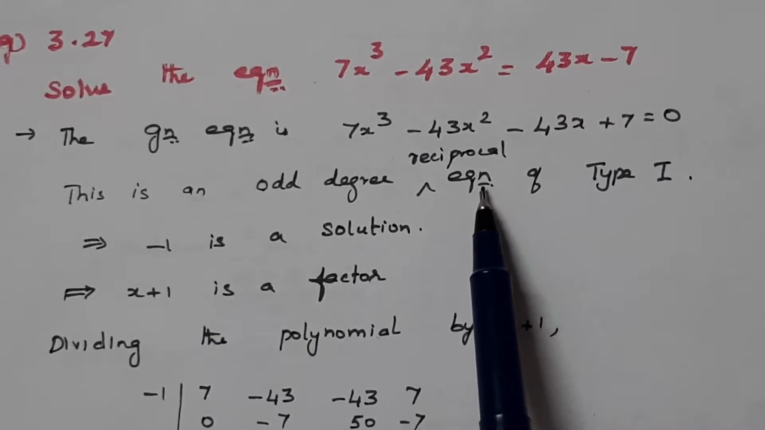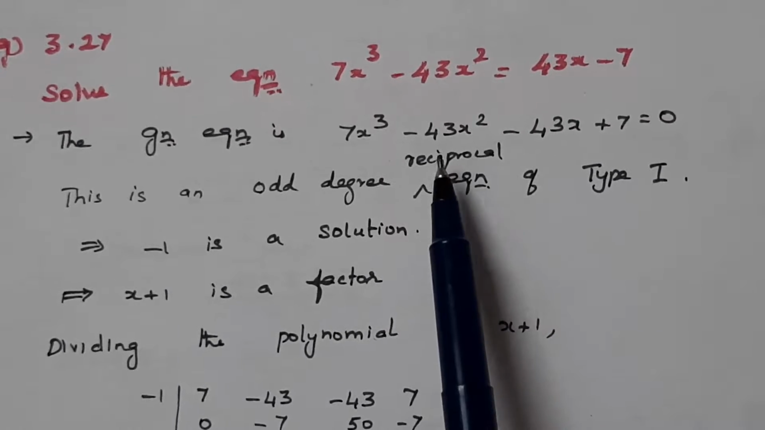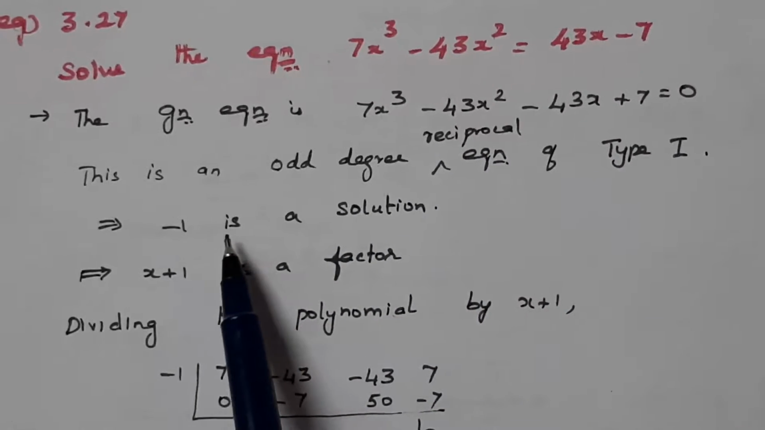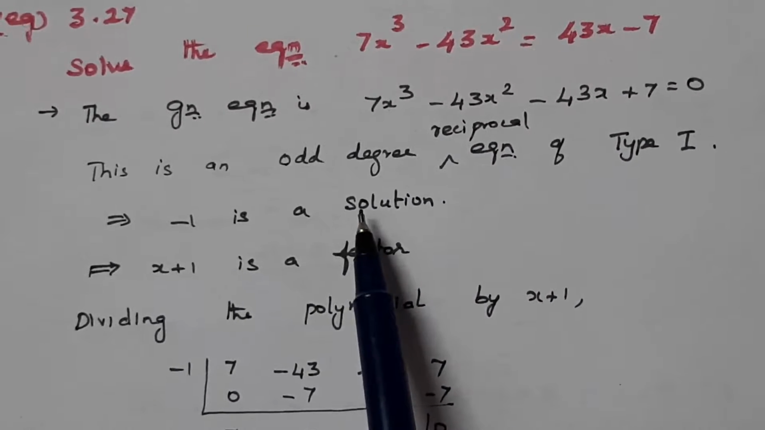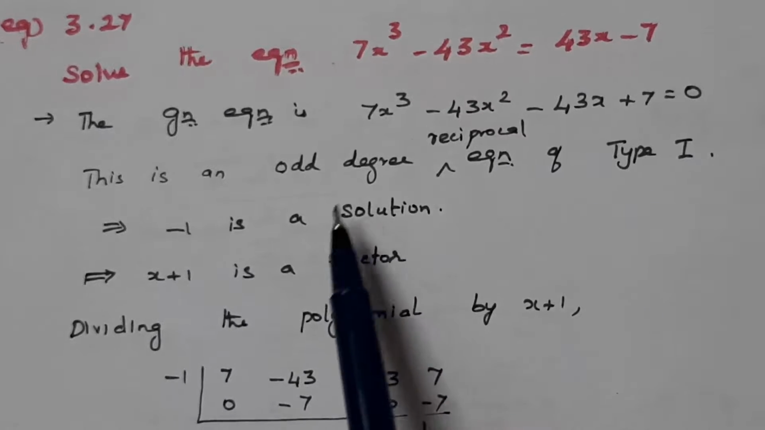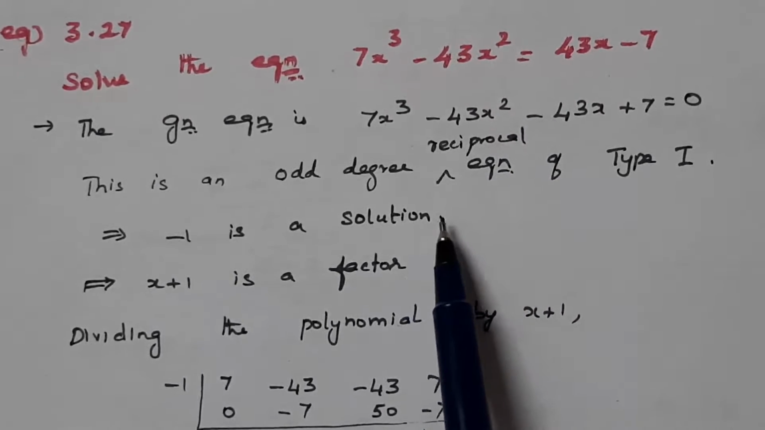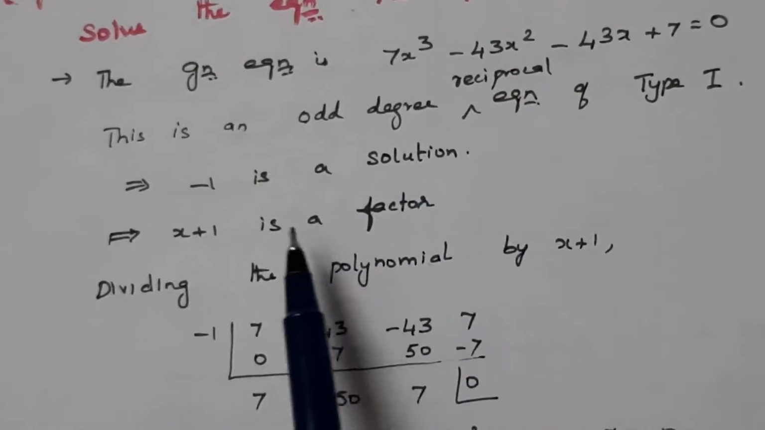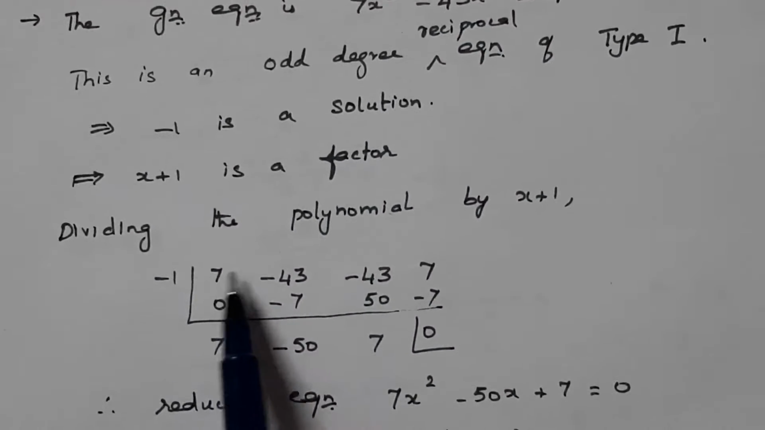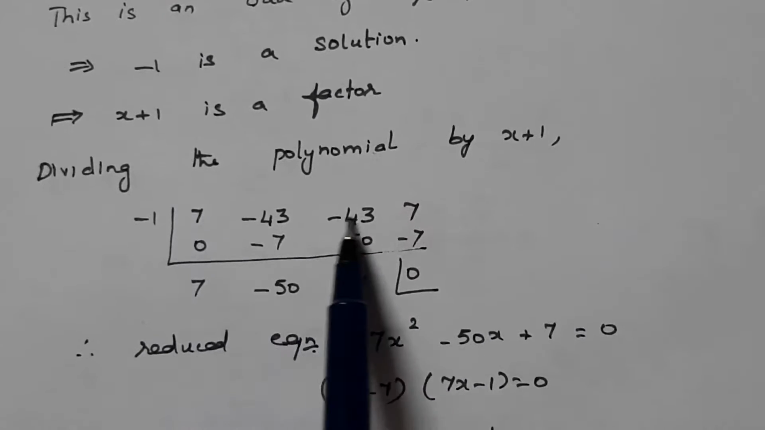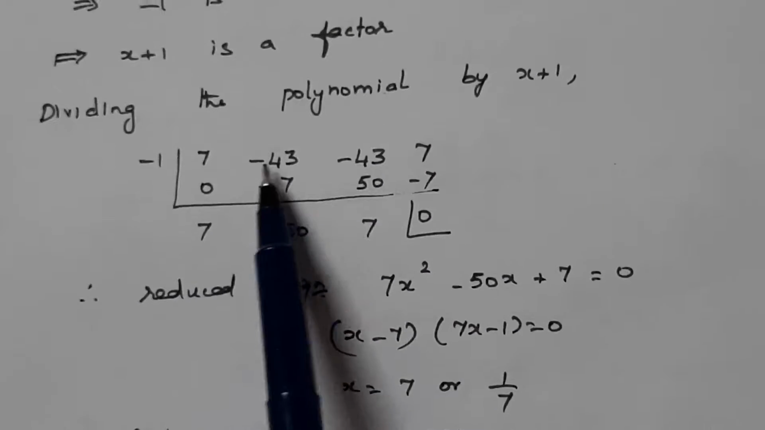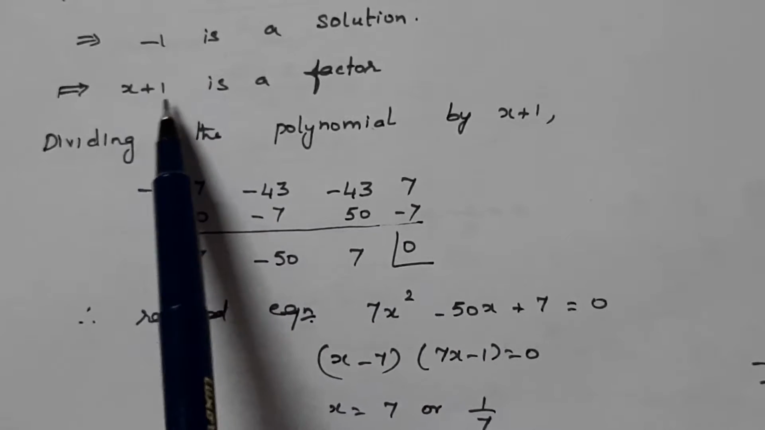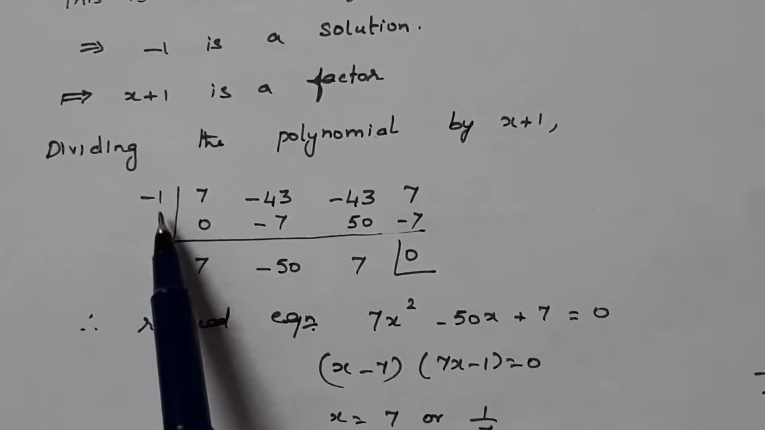For such a reciprocal equation, you know that x is equal to minus 1 is a solution. So this equation will have minus 1 as a solution. If we get one solution, it will be easy for us to reduce the equation to a lesser degree. So dividing the polynomial by this factor x plus 1, let us use synthetic division. Write down the coefficients: 7, minus 43, minus 43, plus 7. As we are dividing by the factor x plus 1, you have to write minus 1 here.